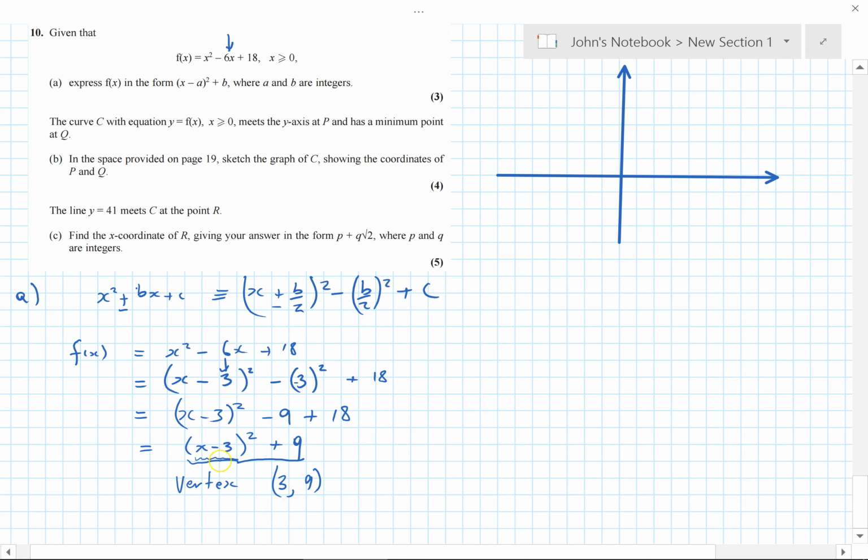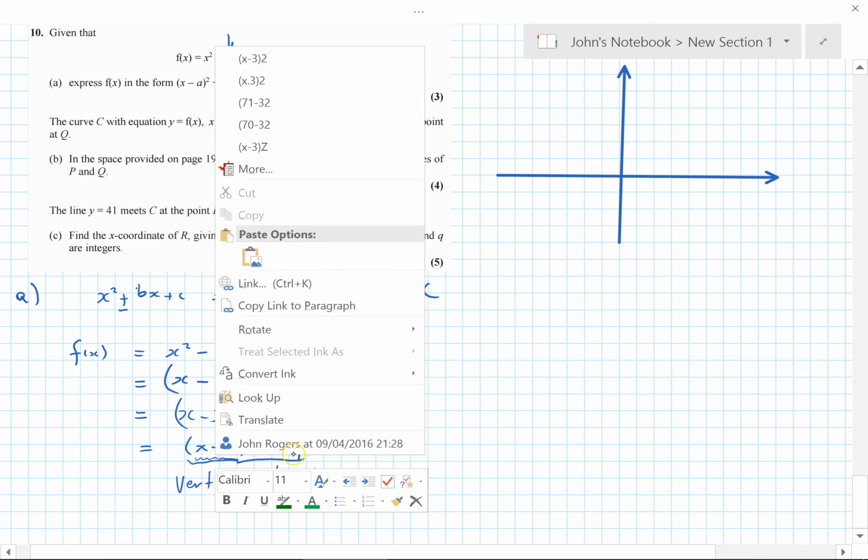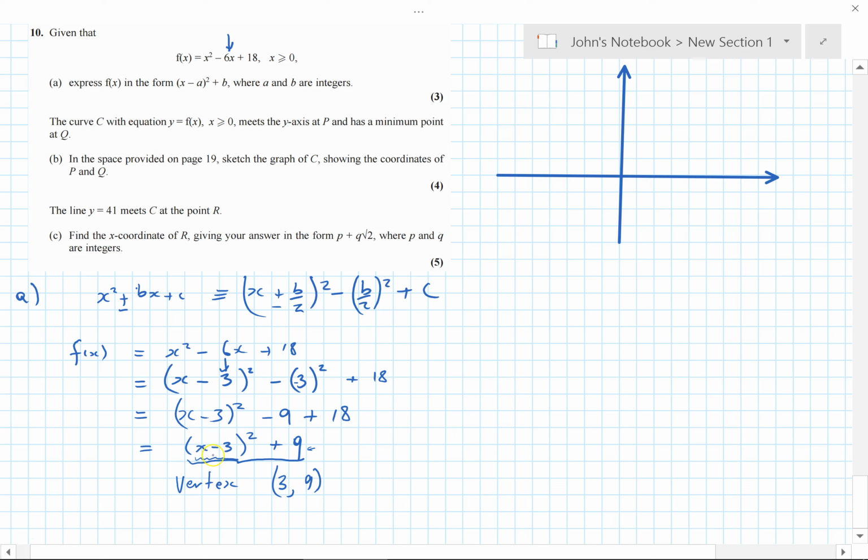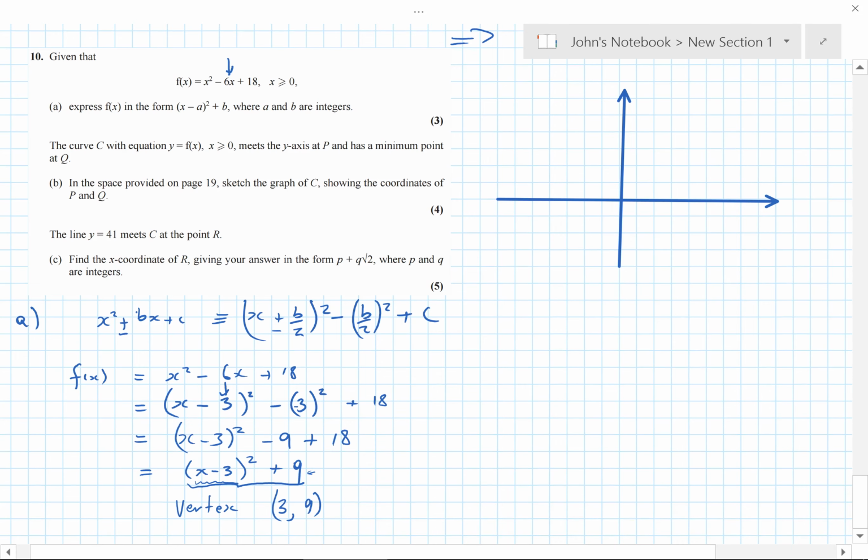Basically, as a general rule, you will be changing the sign of this one but not changing the sign of this one. So the minus 3 becomes plus 3, and 9. So that's the vertex, so it's 3, 9. And that's our point Q. It is probably wise also to put the point where it crosses the axes there. I'm not sure whether that's in the scheme or not, but it's a good idea to put it.